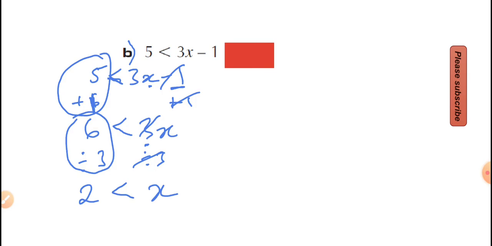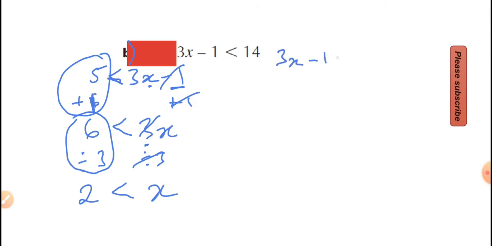To do the second bit of the equation, we have to pretend or imagine for a moment the left bit doesn't exist. So now if I copy that down, 3x minus 1 has to be greater than 14.